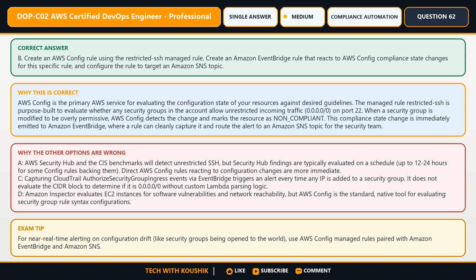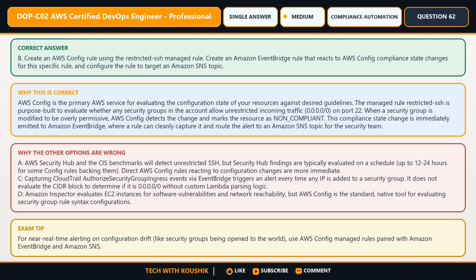Here's why. AWS Config is the primary AWS service for evaluating the configuration state of your resources against desired guidelines. The managed rule restricted-ssh is purpose-built to evaluate whether any security groups in the account allow unrestricted incoming traffic 0.0.0.0/0 on port 22. When a security group is modified to be overly permissive, AWS Config detects the change and marks the resource as NON_COMPLIANT. This compliance state change is immediately emitted to Amazon EventBridge, where a rule can cleanly capture it and route the alert to an Amazon SNS topic for the security team.